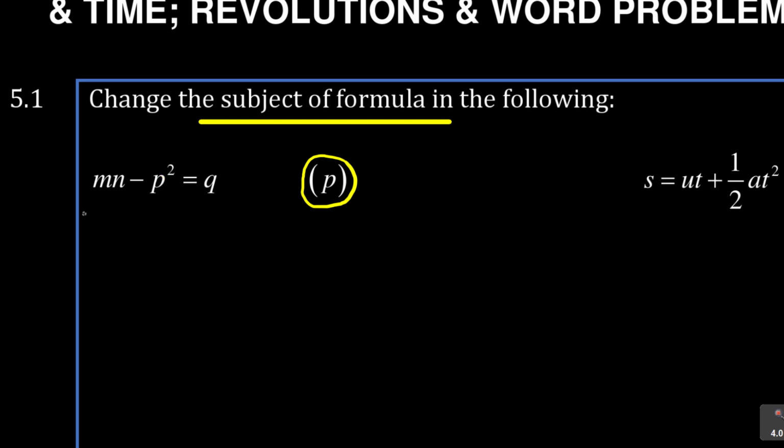So what must I do first? Again, P has a negative. It's a problem for me. I'm looking for P. There's a negative, which must be positive. It has a squared. So the best thing to do is to get rid of the negative first.